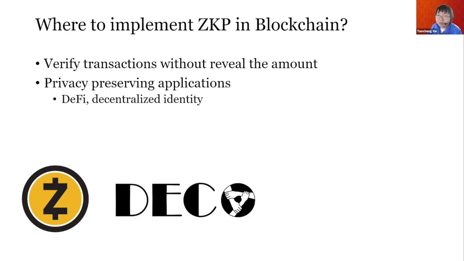Another thing is privacy-preserving applications, such as DECO, which we introduced before. It enables decentralized identity, and it uses ZKP as a building block to prove the provenance of data. Then we can enable privacy-preserving smart contracts. So during the whole blockchain execution, the miner cannot learn the value of the smart contract. It can only verify it.